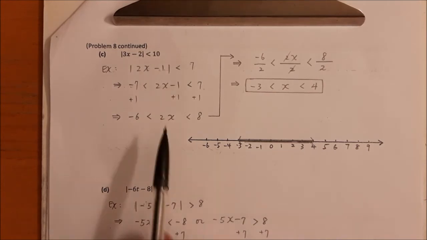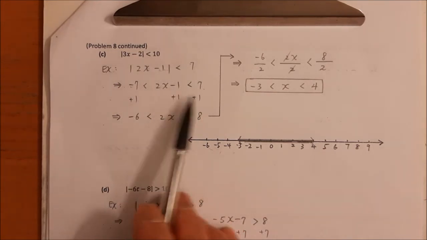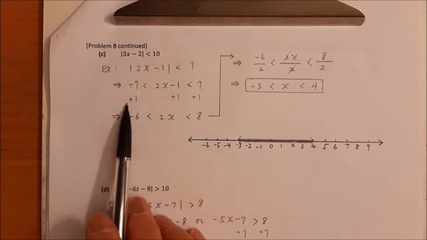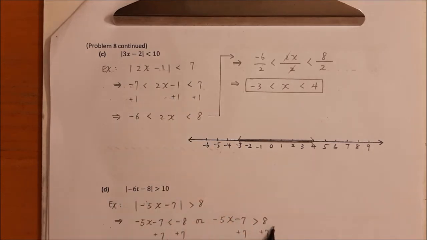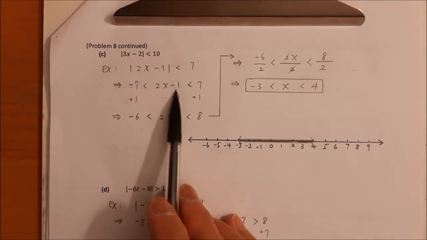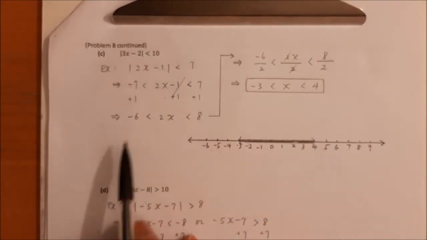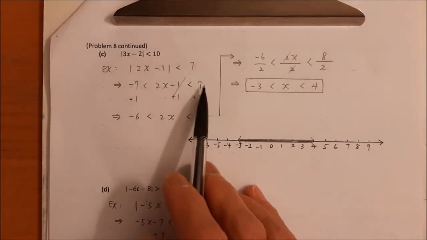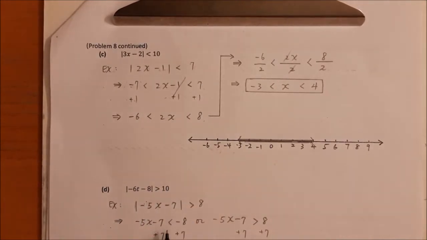Then we solve for x. You add 1 on the three sides. Negative 7 add 1, you get negative 6. Negative 1 add 1 is 0, so you get 2x. 7 add 1 is 8.